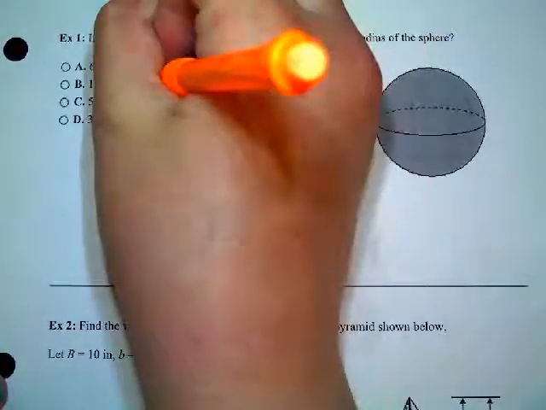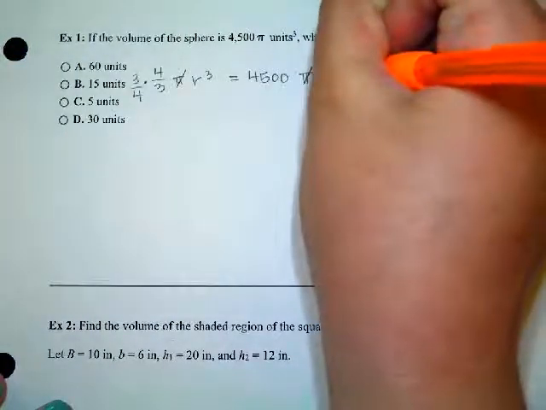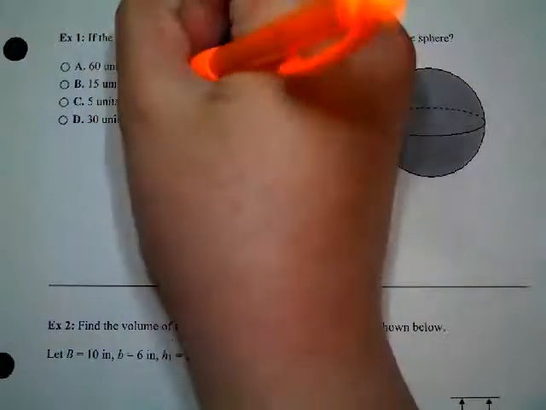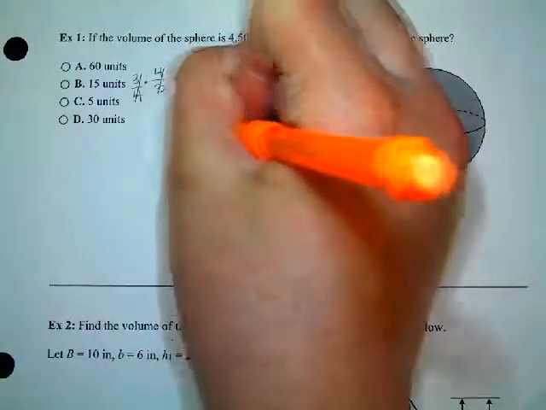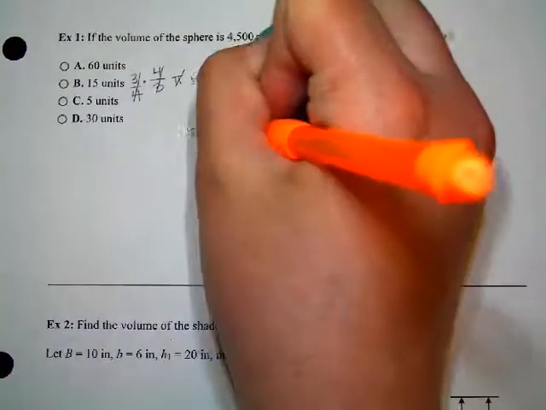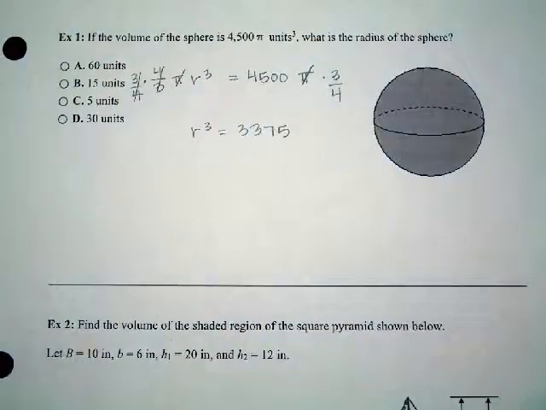So if we multiply by 3/4, we are multiplying by the reciprocal. Very good. So 4,500 times 3/4 is what? 3,375. Okay. And then if we want to get the r alone, what do we do? Cube root.